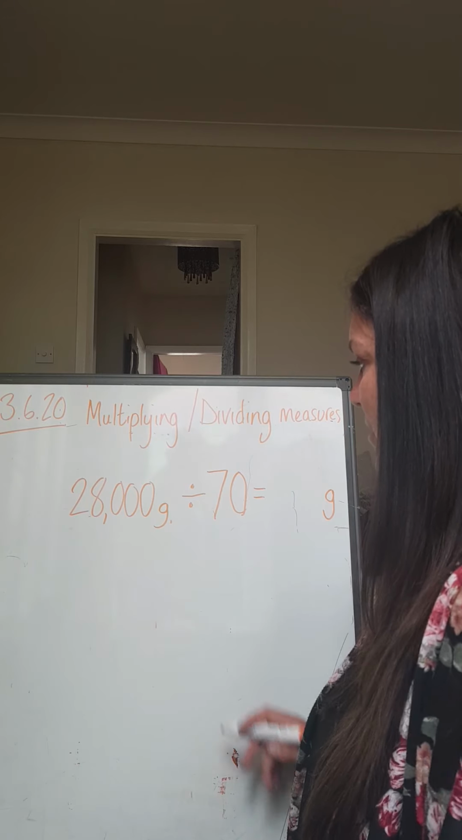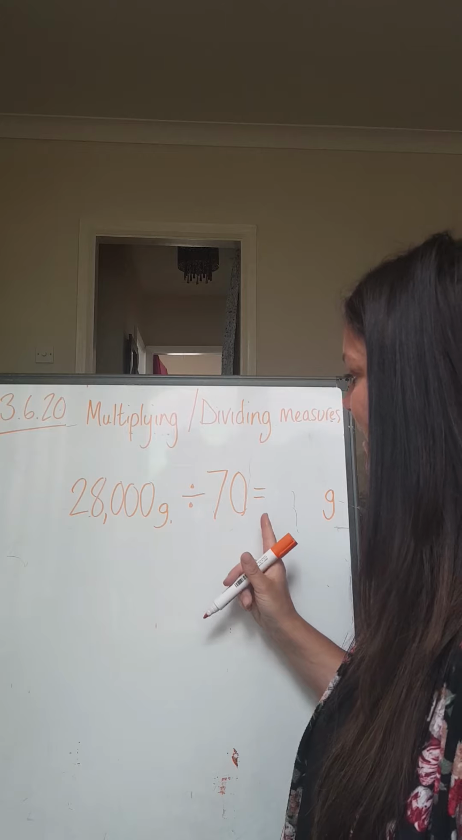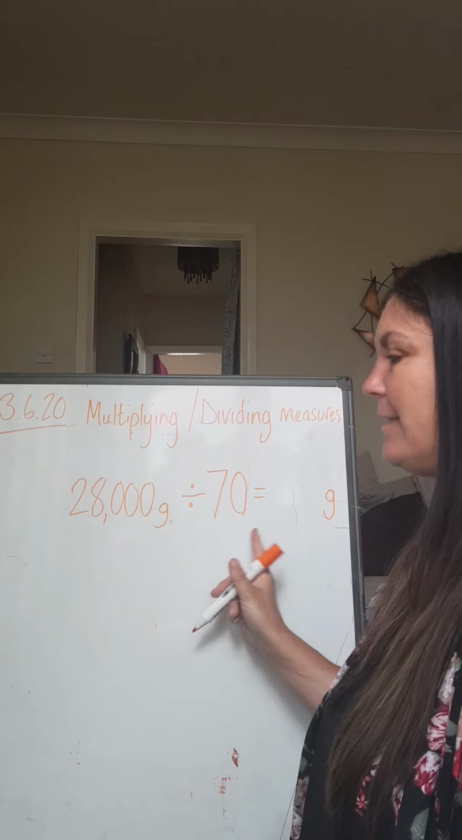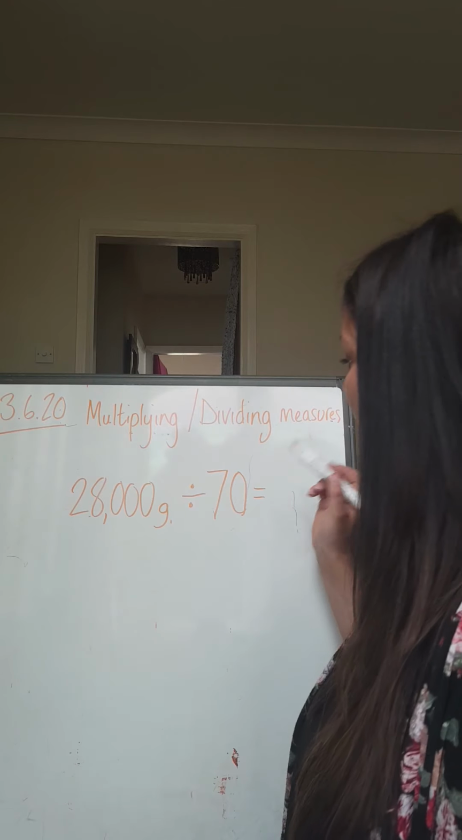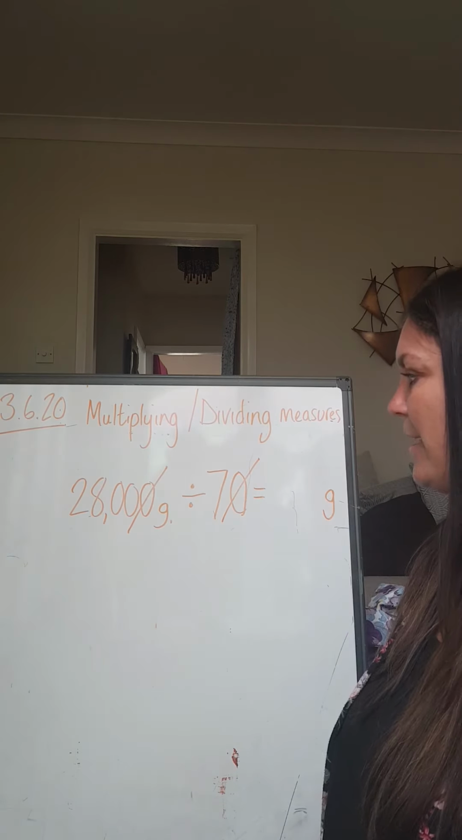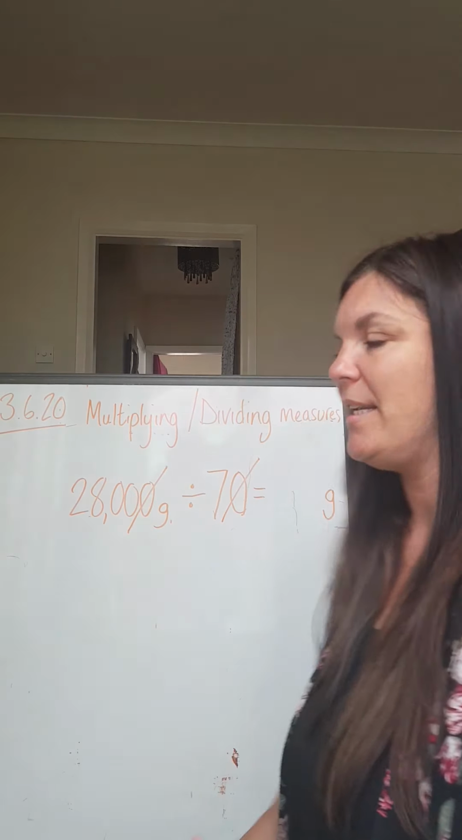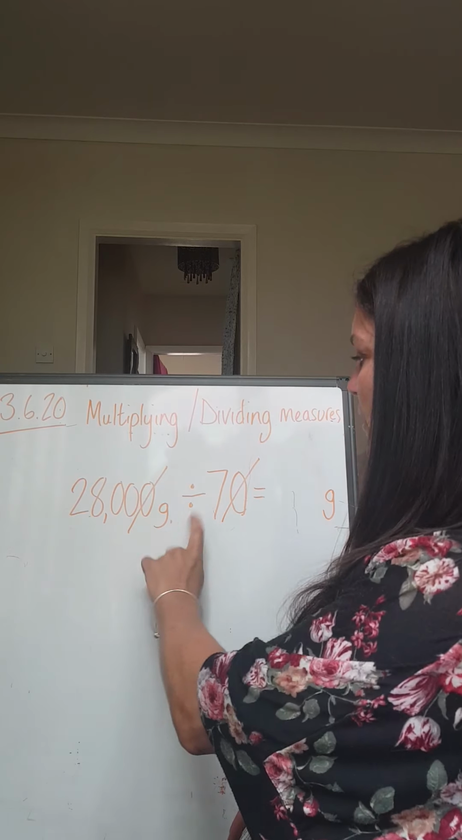So let's just remember the rule. If we are doing a divide and there's a 0 on both sides, I can cancel them out. I don't have to put them back on at the end again. So there is 1 on that side, so I'm going to cancel 1 from that side. I'm going to get rid of them. Okay, that makes it even easier. So I've got 2,800 divided by 7.